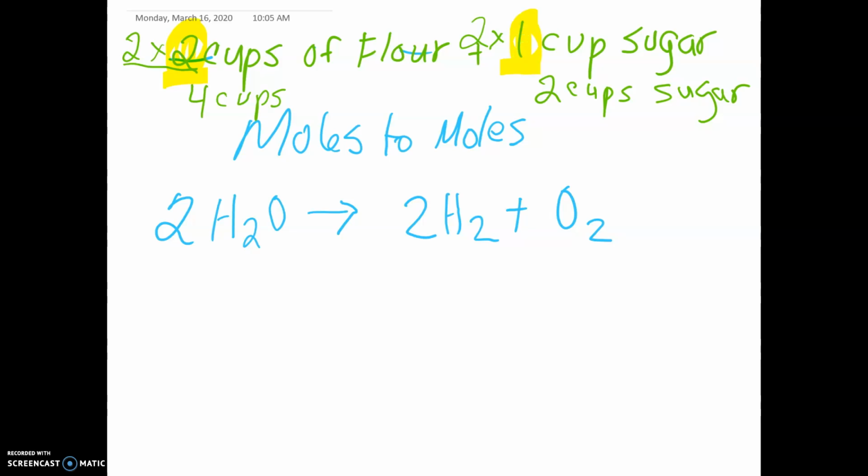We are doing something very similar when we are doing mole-to-mole relationships in stoichiometry. So what we now have is an example of 2 moles of water will decompose into 2 moles of hydrogen gas, but only 1 mole of oxygen gas. Remember, when nothing is written, a 1 is understood.